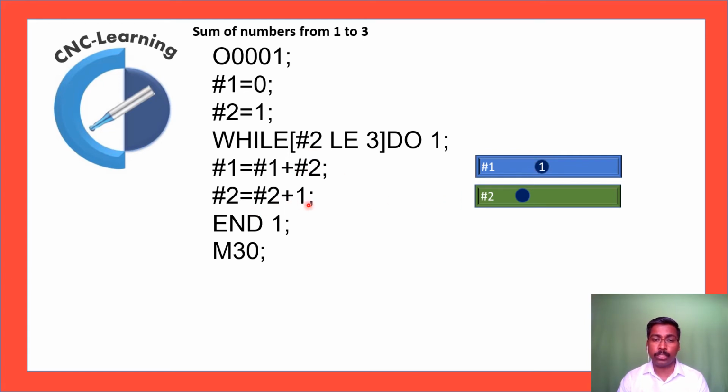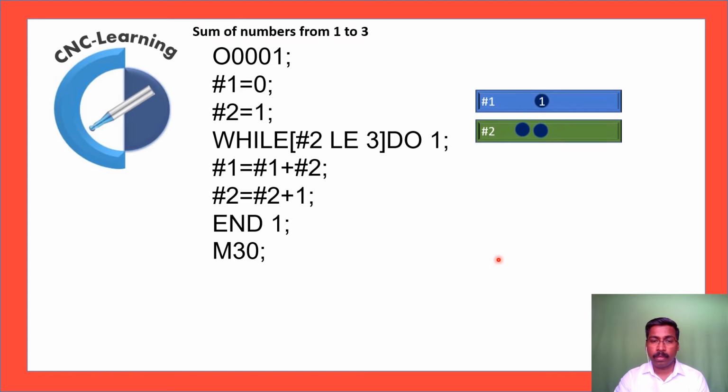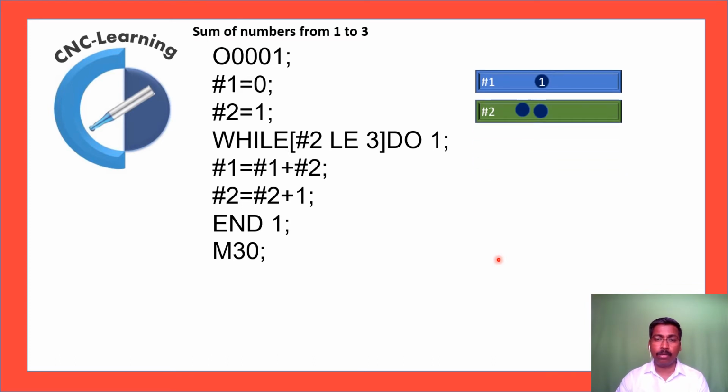Now the value of hash 2 will get incremented by 1. So earlier it was 1 here, now 1 will get added here. So this becomes 2. So when you started, hash 1 was 0, hash 2 was 1. Now the value of hash 1 has become 1 and hash 2 has become 2. Now this will again loop back.